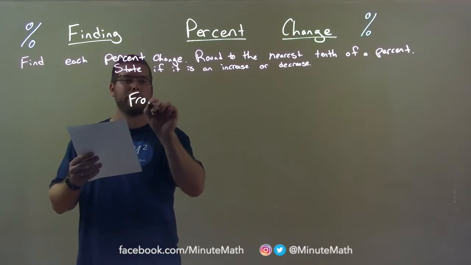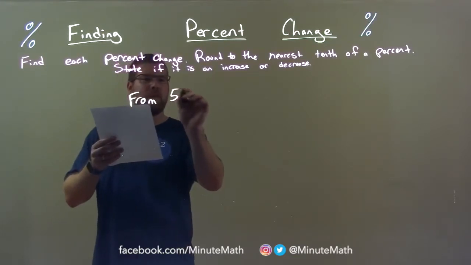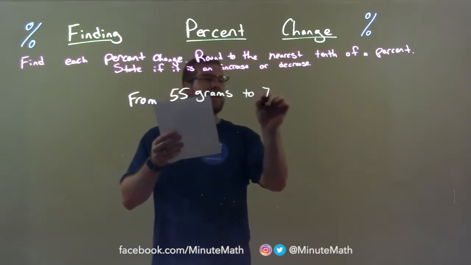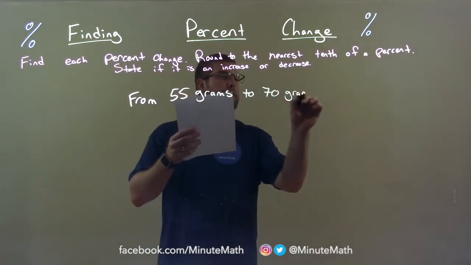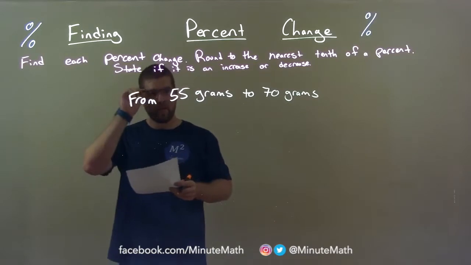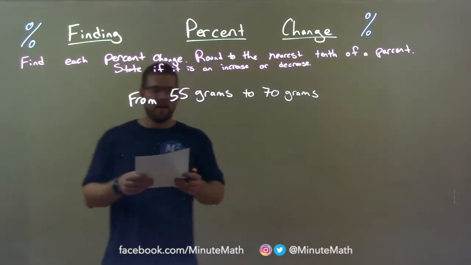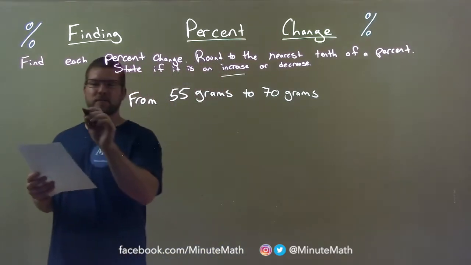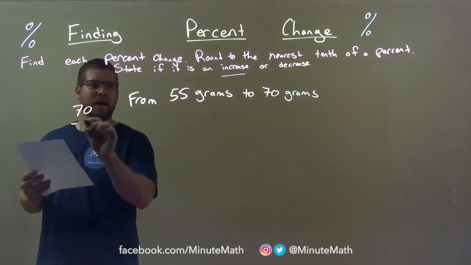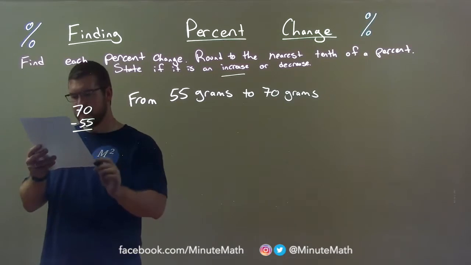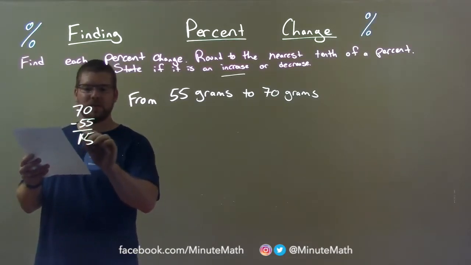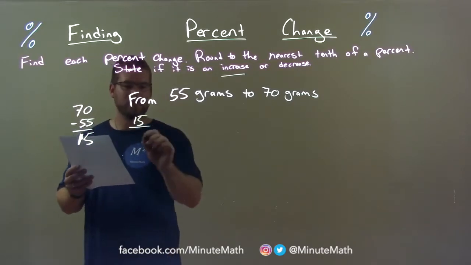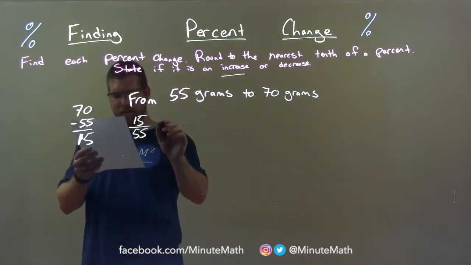From 55 grams to 70 grams. Okay? 55 grams to 70 grams. Well, this is clearly an increase right there. Now, difference between the two. 70 minus 55 comes out to be a good old 15. Take the 15 divided by the first number, 55, and we get the decimal.